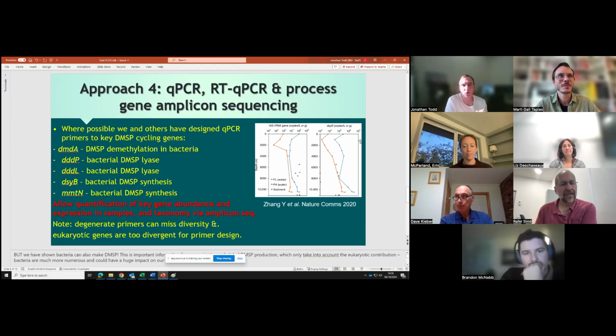So you can use qPCR or RT-qPCR to check the abundance and the transcription of your gene's expression in samples, which doesn't require you to spend any money on doing omics sequence, and that can link very nicely and very easily into process measurement work when you've got the samples.